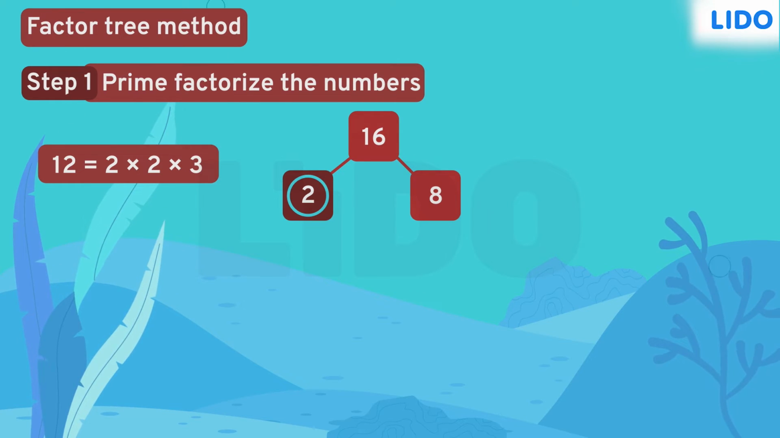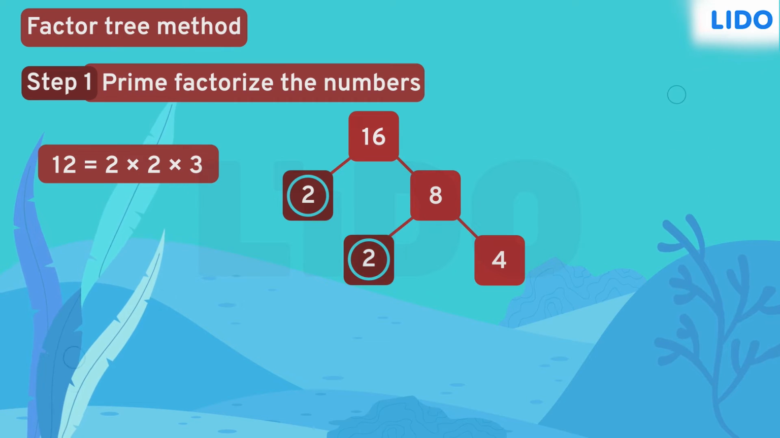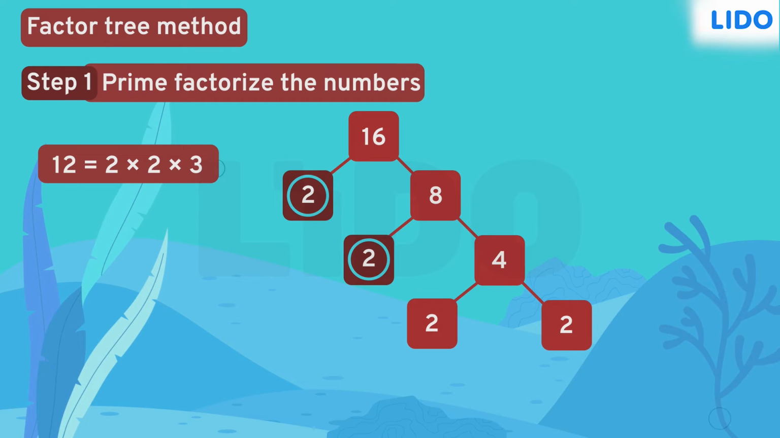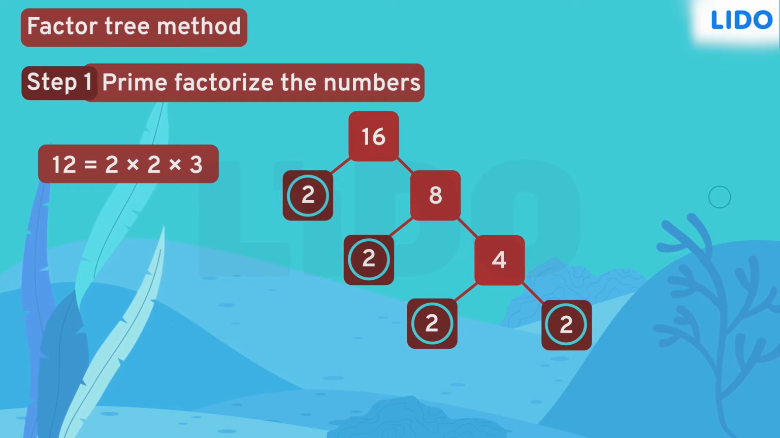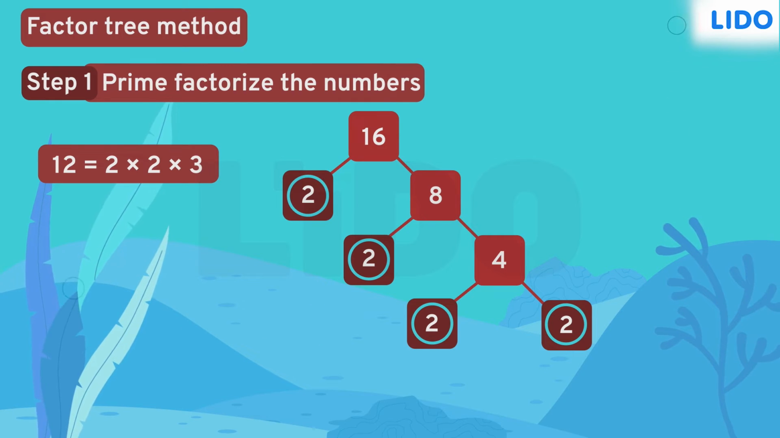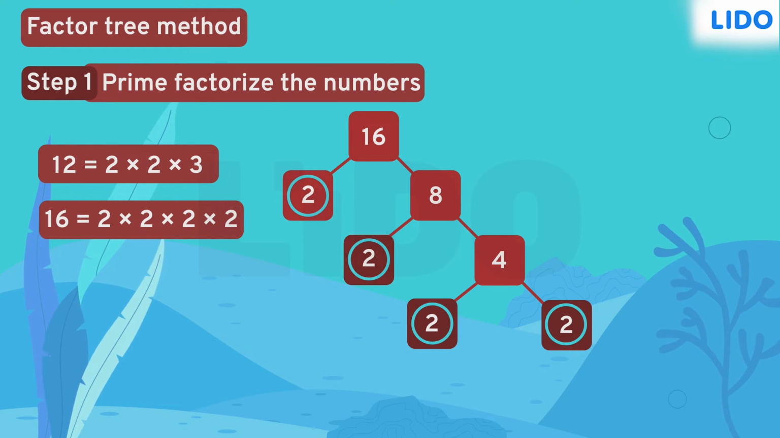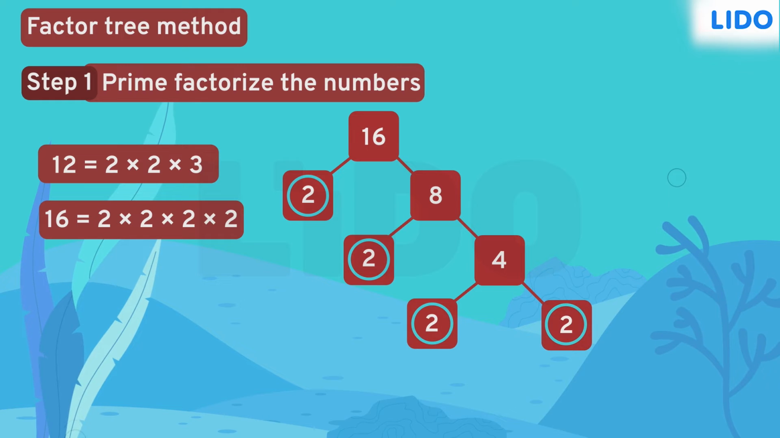8 can be further factorized to 2 and 4. Circle 2 and factorize 4 into 2 and 2. Circle both the 2's as 2 is a prime number and cannot be factorized further. So 16 is represented as the product of its prime factors 2 into 2 into 2 into 2.